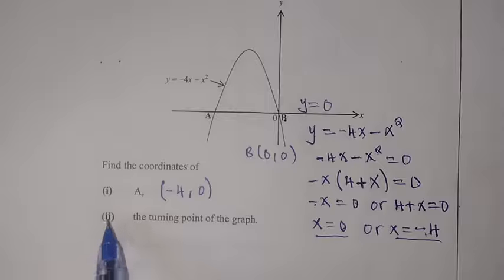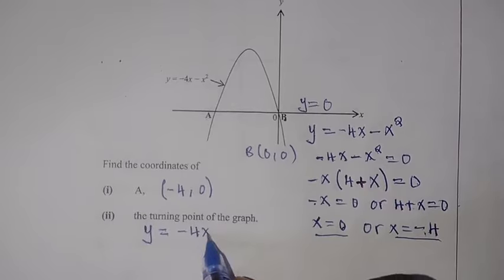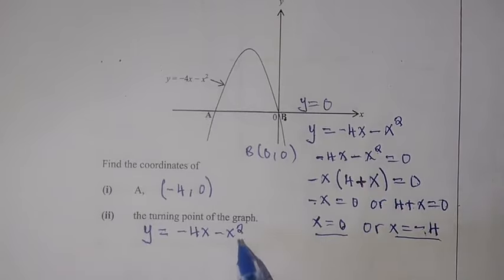So we now come to our question Roman numeral 2. The question reads: find the turning point of the graph. To find the turning point of the graph, we are still going to use this same function, which is y equals negative 4x minus x squared.